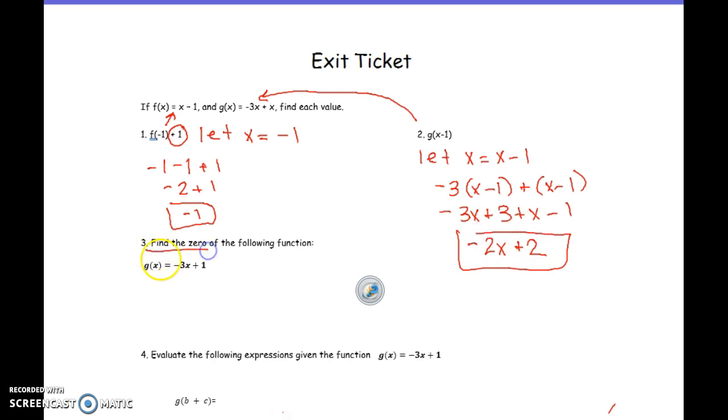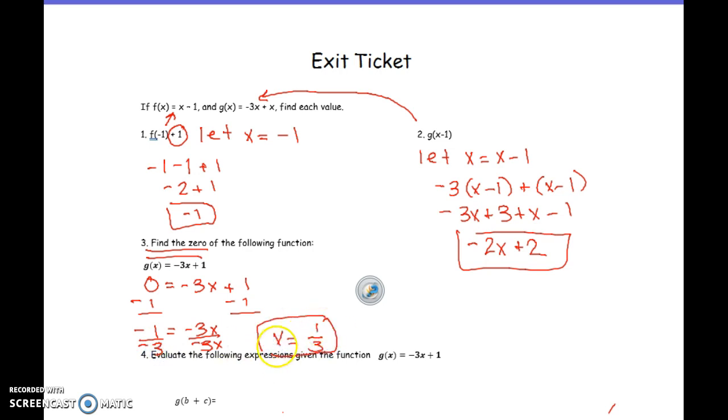Okay, example number 3 in the exit ticket, we're finding the 0 of the function. So our output is 0, and we solve for x. Okay, I'm going to subtract 1 from both sides. Negative 1 is equal to negative 3x, and then divide by negative 3. Okay, our x is equal to 1/3.